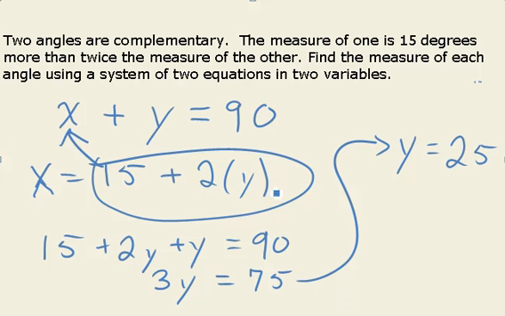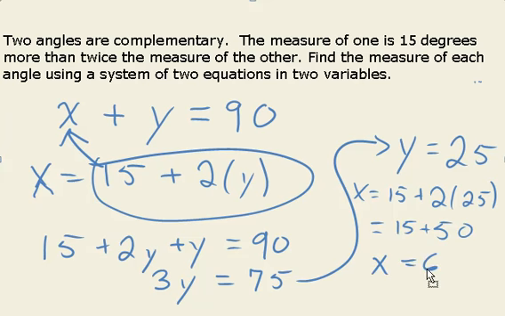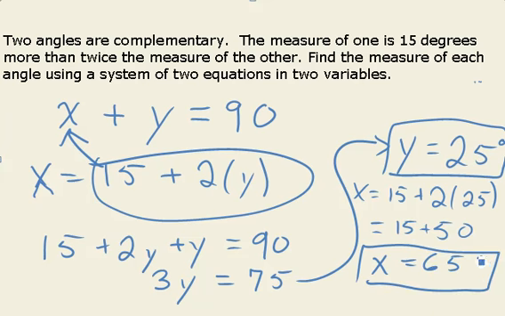And now we can go back to this equation, plug in y equals 25, and see what x is. So x equals 15 plus 2 times y. Y is 25. 2 times 25 is 50. 15 plus 50 is 65. So it looks like x equals 65. So y equals 25. That's degrees. X equals 65 degrees are our solutions.